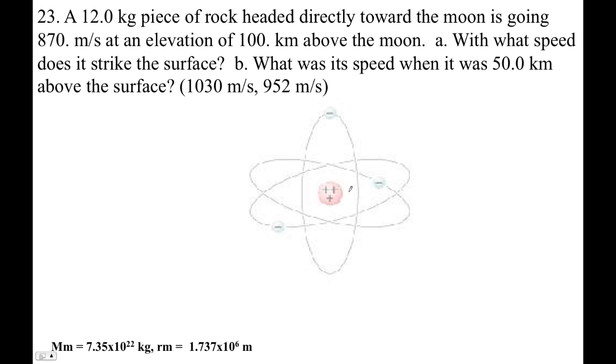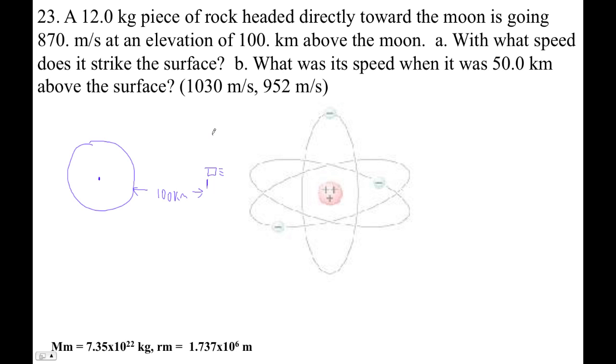Okay, so here we have the hard-hitting question of a 12-kilogram piece of rock heading directly toward the moon. So here's the moon. Here's this chunk of rock, and it's heading directly toward the moon. At 100 kilometers above the moon, by the way, this is definitely not to scale. Just drawing it this way for clarity. At 100 kilometers above the moon, so this is 100 kilometers there, it really would be very close to the surface as I've drawn it there.